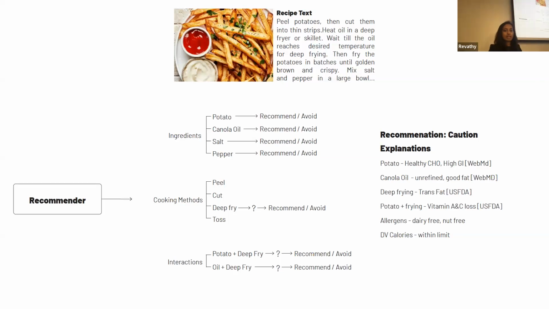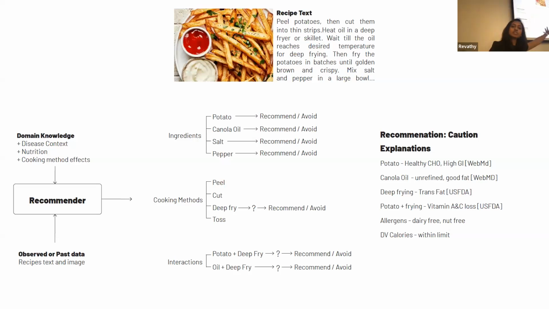To do that, the recommender will need access to the domain information and the disease contextual information. Along with that, it will also need a little bit of past or observed data to meaningfully assign weights to each of these individual inferences and make a collective decision on why it is supposed to be recommended or not. The process of collective decision making over individual inferences is called compositional reasoning.